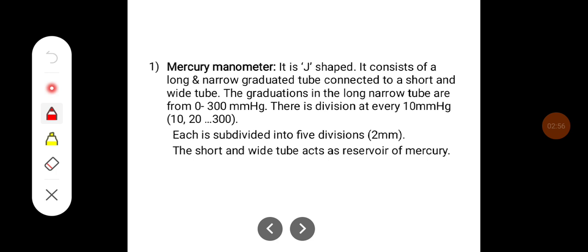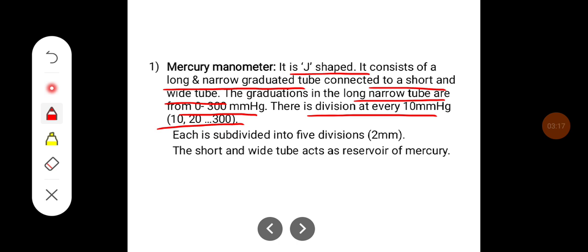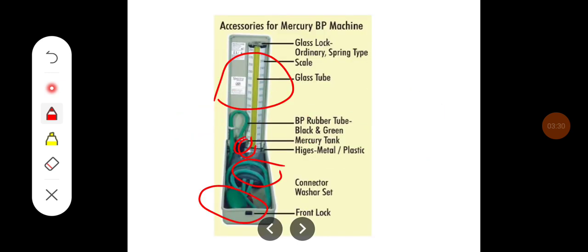Mercury manometer is J-shaped. It consists of a long and narrow graduated tube connecting to a short and wide tube. The graduations in the long narrow tube are 0 to 300 mmHg. There is a division at every 10 mmHg, that is 10, 20 up to 300. Each is subdivided into 5 divisions, that is each division is 2 millimeter. The short and wide tube acts as a reservoir of the mercury. Okay, so here you can see this is the short tube and this is the long tube of the mercury manometer.